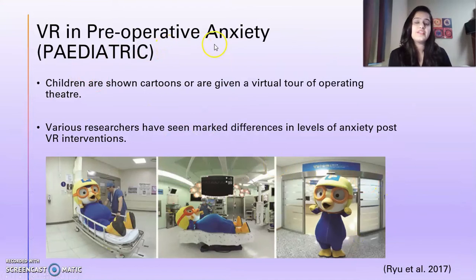VR in preoperative anxiety is used for pediatric patients as well. Children are shown cartoons or are given a virtual tour of the operating theatre. Various researchers have marked that levels of anxiety have reduced post this VR intervention. Something like this is shown to the pediatric patients in order to help them cope with their anxiety and to distract them.